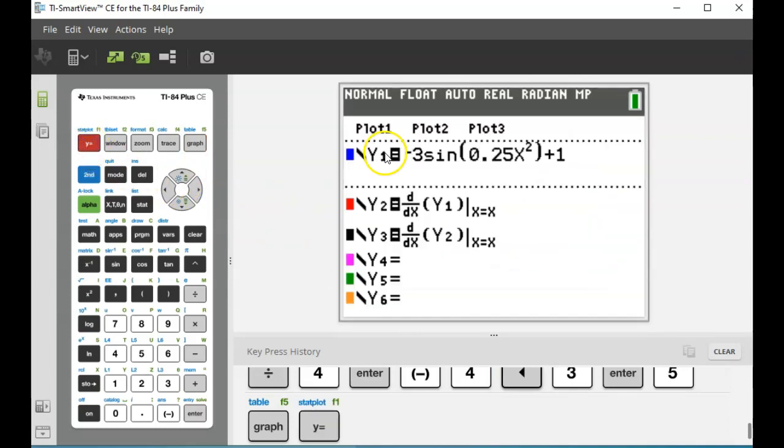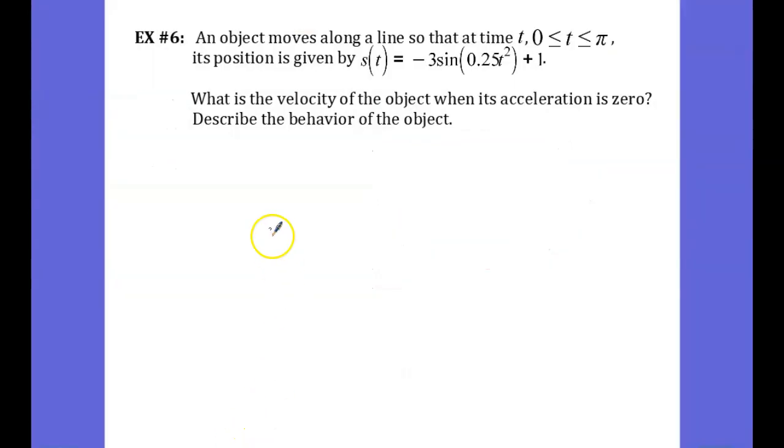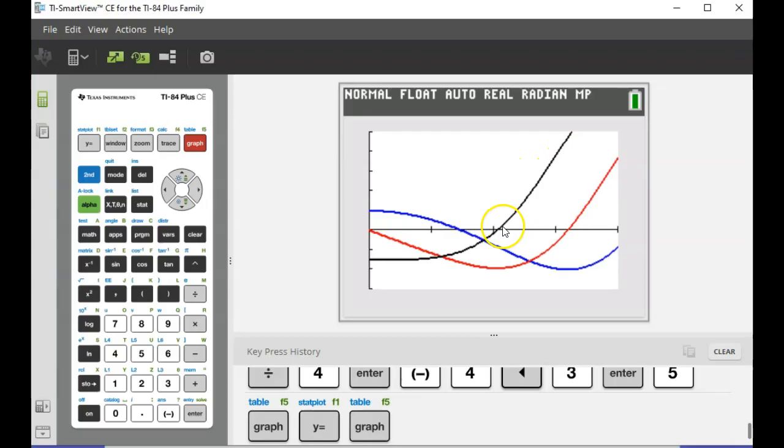The first one, the blue one, is position. The red one is velocity. The black one is acceleration. And if we look at our question, they want to know, what is the velocity when the acceleration is 0? So we've got to find when the acceleration is 0. That's going to be the x-intercept of my acceleration graph.